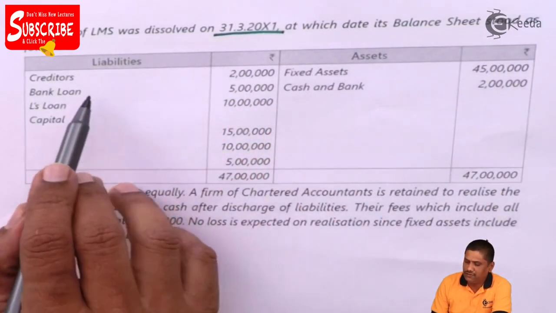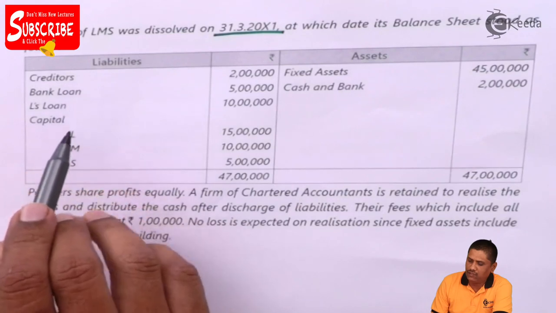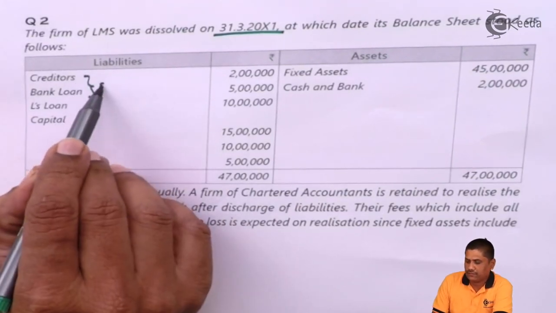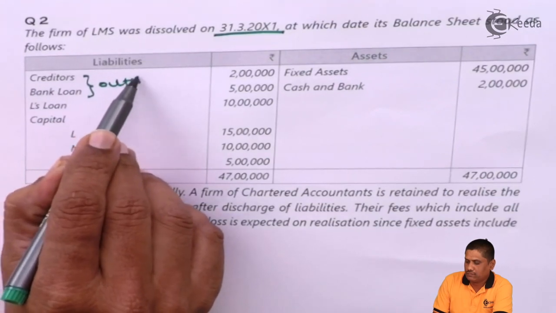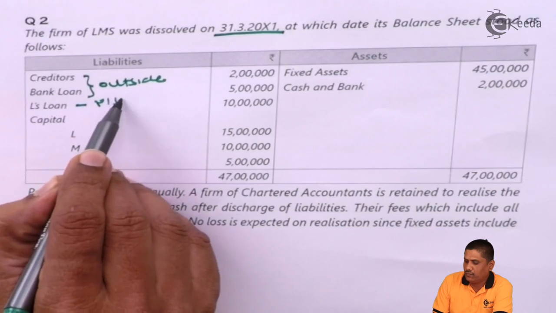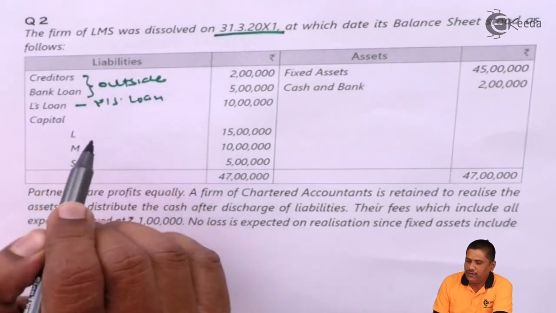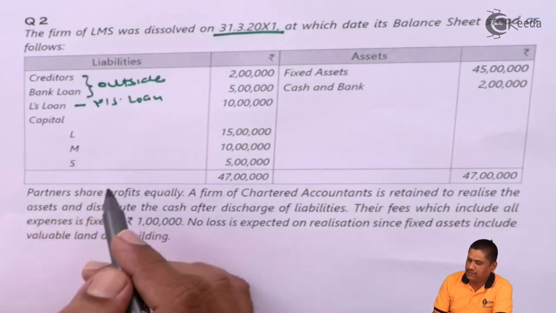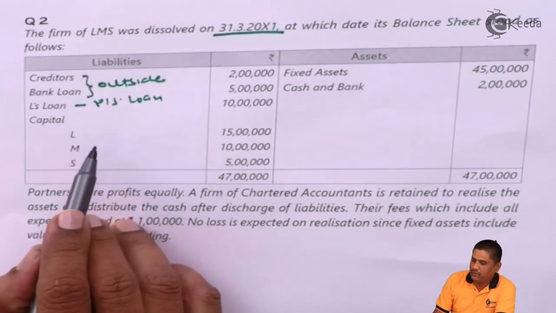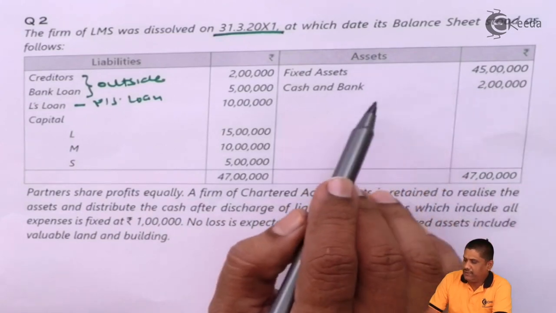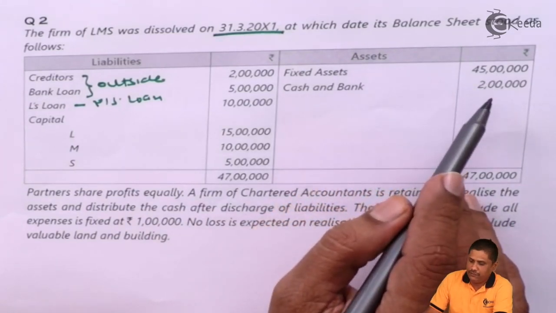So the balance sheet is given: creditors, bank loan, and so on. See, these are the two outside liabilities. This is the partners' loan. So when you make payment, obviously you will pay firstly to the outsiders, then you will pay the partners for their loan, and then you will pay the partners for their capital. Fixed assets are given, that is the only asset. Cash and bank balance is provided to you, 2 lakhs.